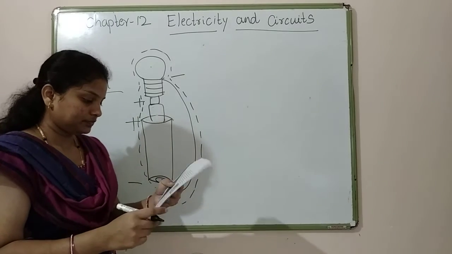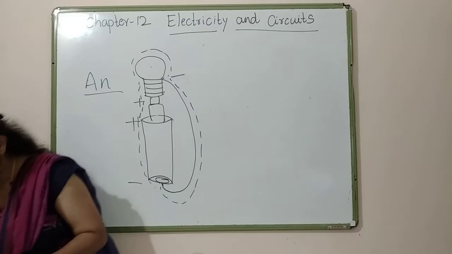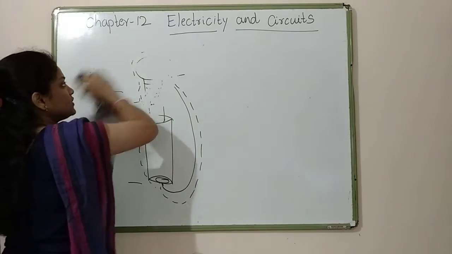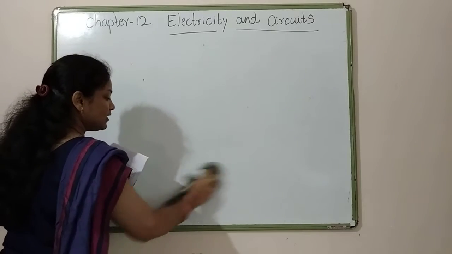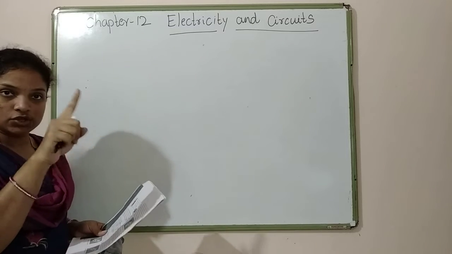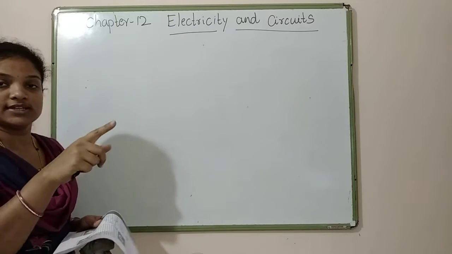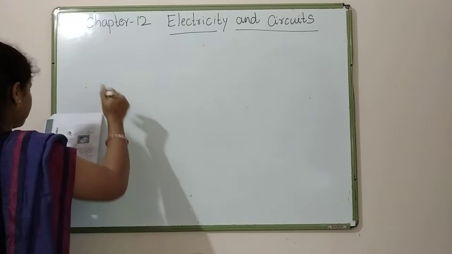Okay. So the next topic is electric switch. Have you observed the switch at home? If you switch on the light, the light will glow. If you switch it off, the light doesn't glow. That is called a switch. And how exactly that switch works, I will explain here.